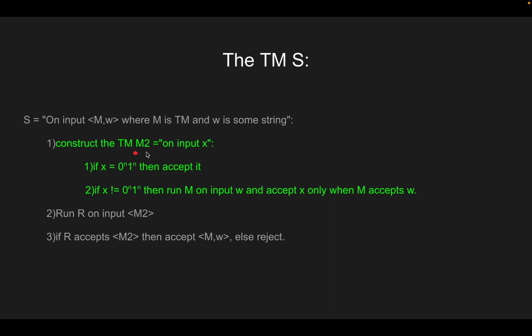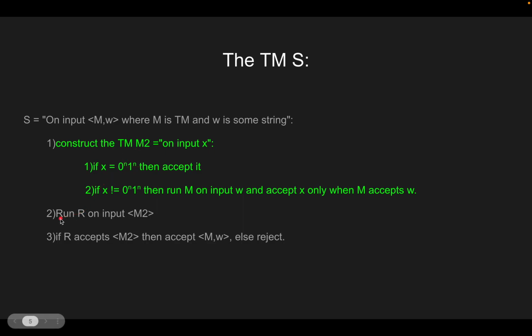Then this Turing machine M2 will recognize a regular language. We'll see in the next minute why this converts into a regular language. As of now, you should understand that M2 will recognize a regular language only when M accepts w.